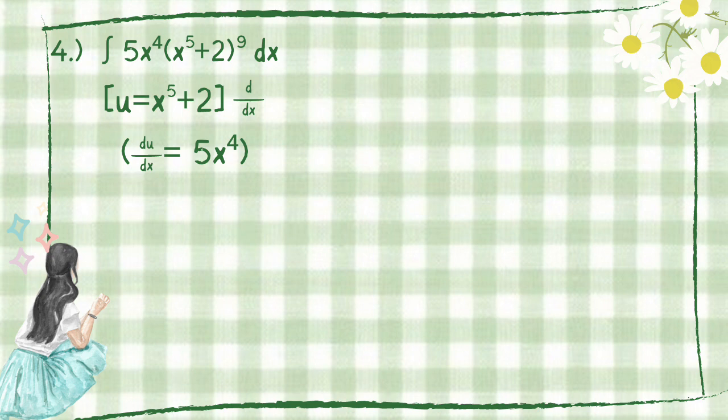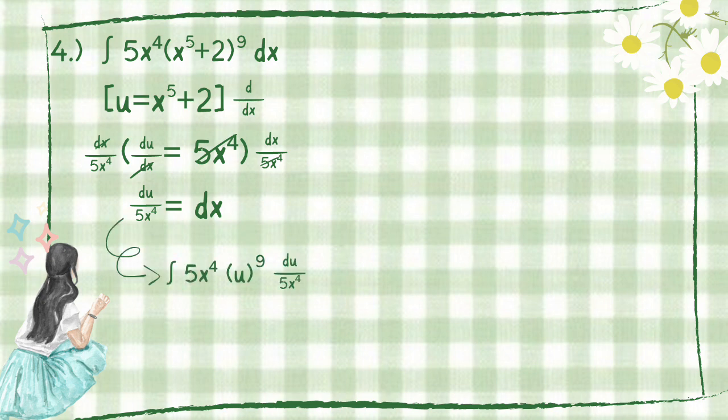Once we find the derivative of the given u, we will then divide both sides by 5x to the 4th, and we will cancel the common constants and variables, which concludes as du over 5x raised to 4 equals dx. After we find our dx, we will rewrite the given integral as 5x to the 4th times u raised to 9 du over 5x to the 4th. As observed, the expression inside the parentheses was changed to u. Since we have 5x to the 4th in both the numerator and denominator, we will cancel it for an easier solve.